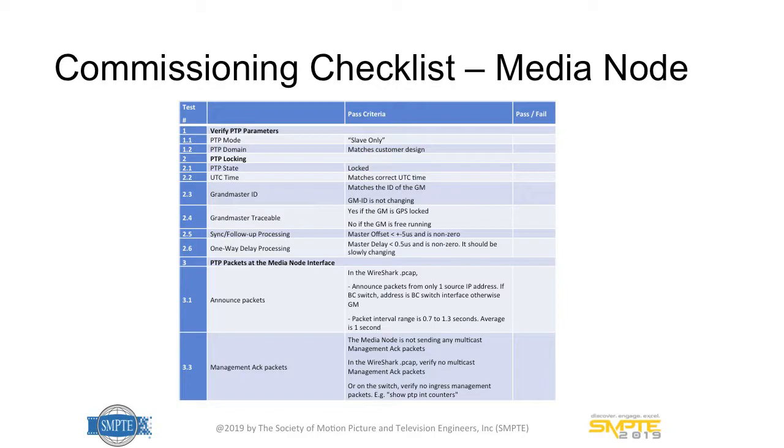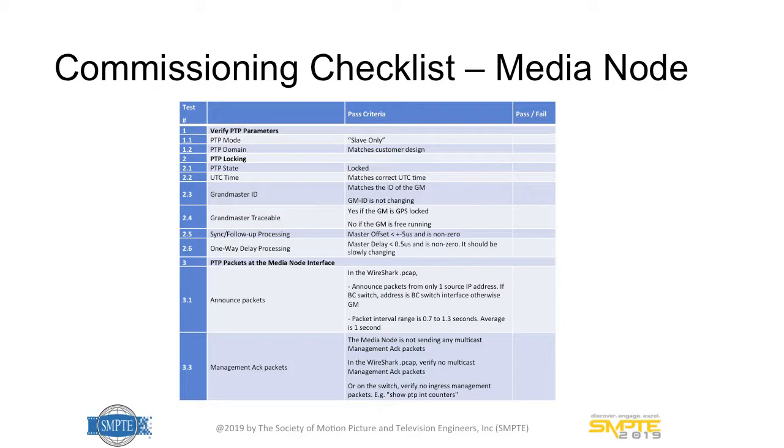There's a section here on locking. So we'll look at, is the device locked? Is the time correct? That would indicate that we're locking well. You want to make sure that the grandmaster ID matches the grandmaster of your system, so it indicates that you are locked to the correct device. Because the one thing with PTP is you could be locked, but locked to the wrong device, say if you have a rogue master in your system.